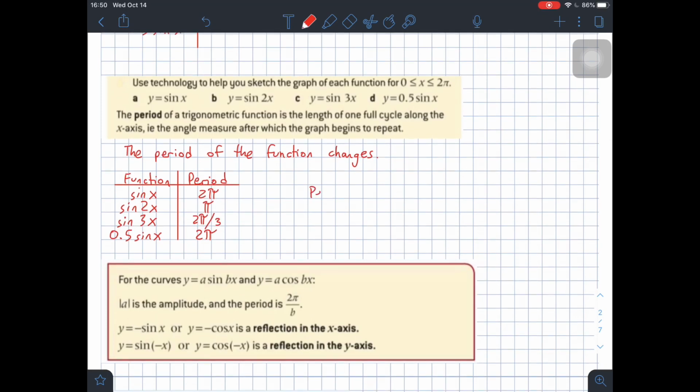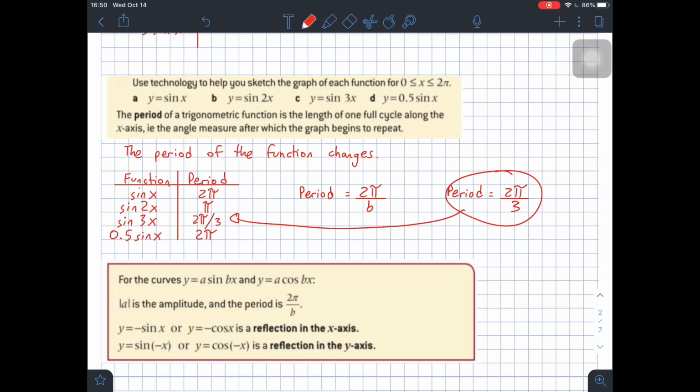The period of any trigonometric function is found by doing 2 pi over b, where b is the number we have right beside the x, right? So period. So if we apply the formula, for example, in number 3, we would say that the period is found by doing 2 pi divided by the value of b, which in this case is 3, right? So 2 pi over 3. And we get exactly the same value we have here.